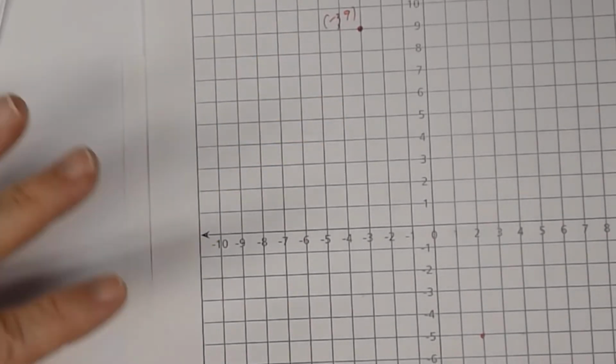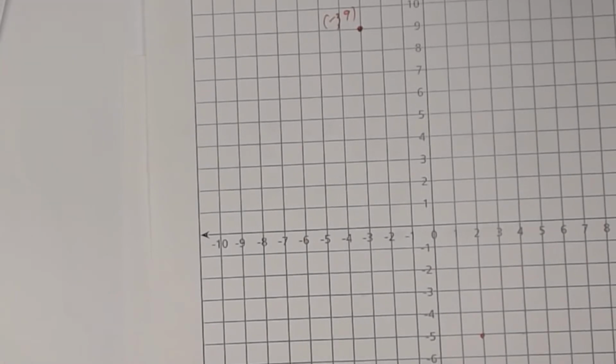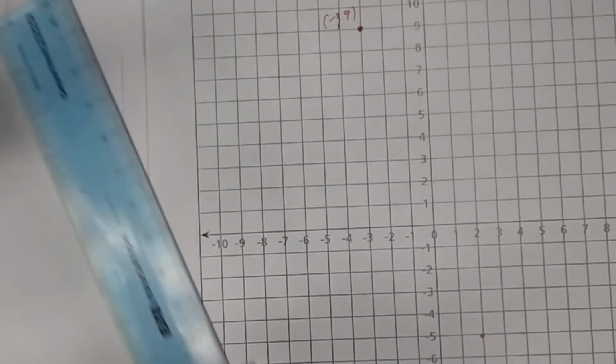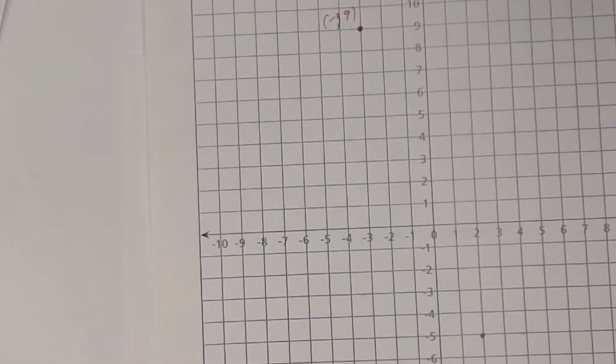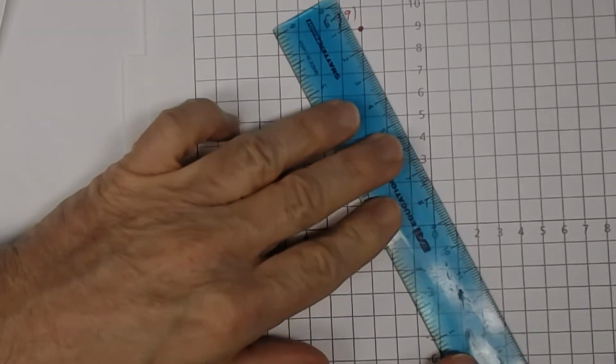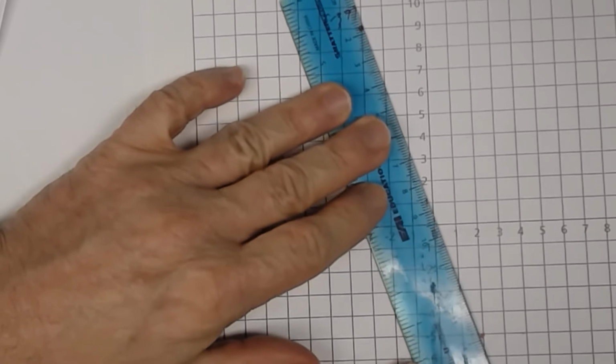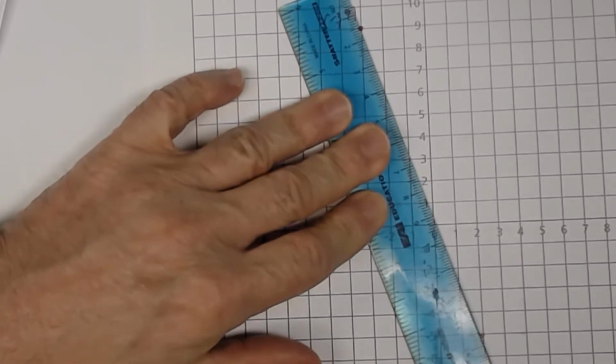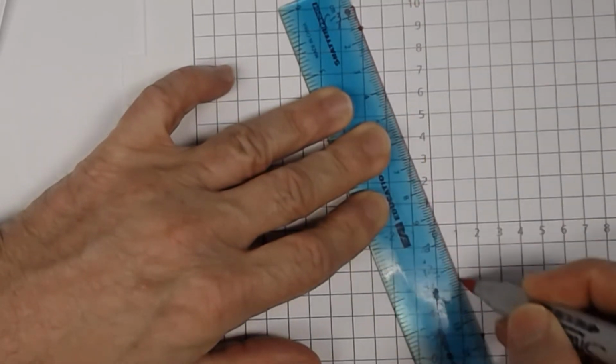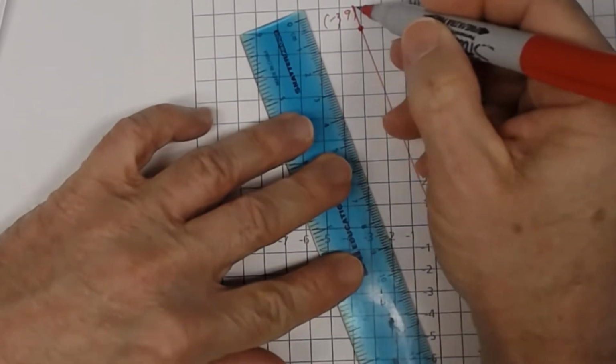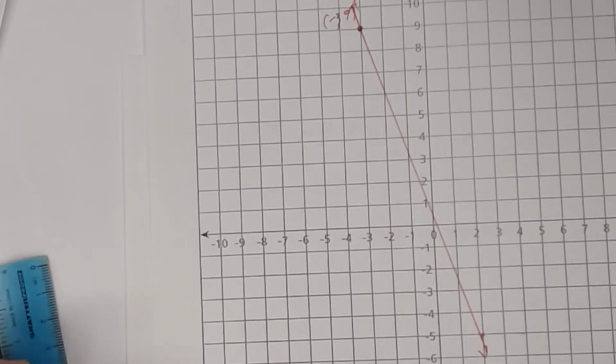Now, I'm going to need a bigger ruler than this. Let me see if I can quickly find the ruler. Obviously I can't, so I'm going to have to use this small one as best as I can. So I'm going to go ahead and graph this line. Oh, it'll work. All right, so make sure you draw your arrows. All right, so there's the line.